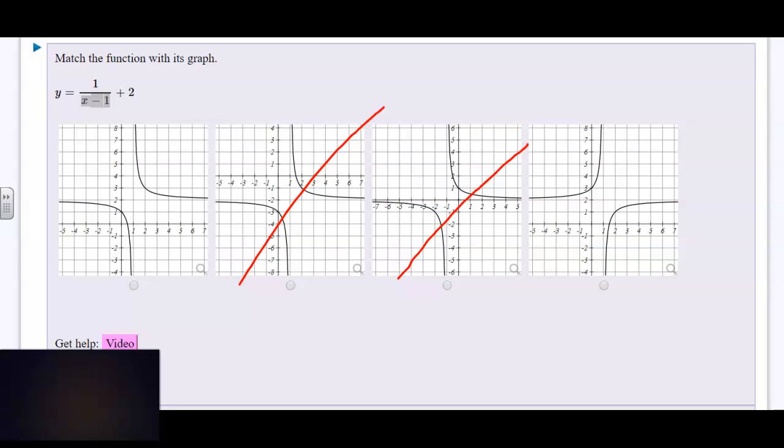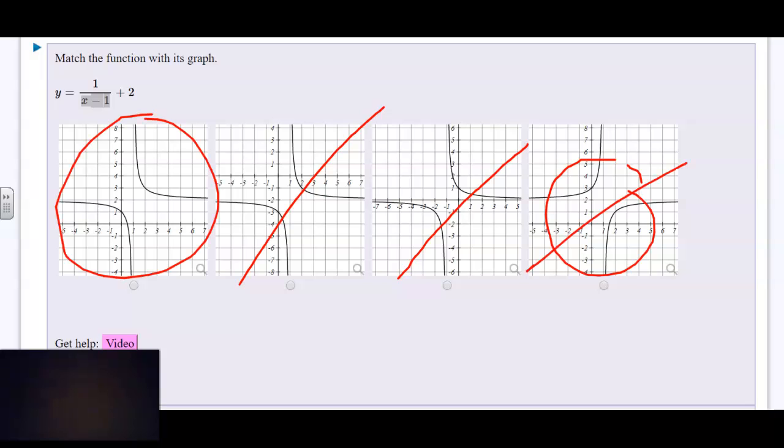It's to the right 1, up 2. So it's going to be up 2. That's the key thing. It's up 2. And this one's up 2 also. So what's the difference between, oh, this one's inverted. So this one's negative. Okay, this one's negative, so this one's wrong. So this one's going to be our answer right there.